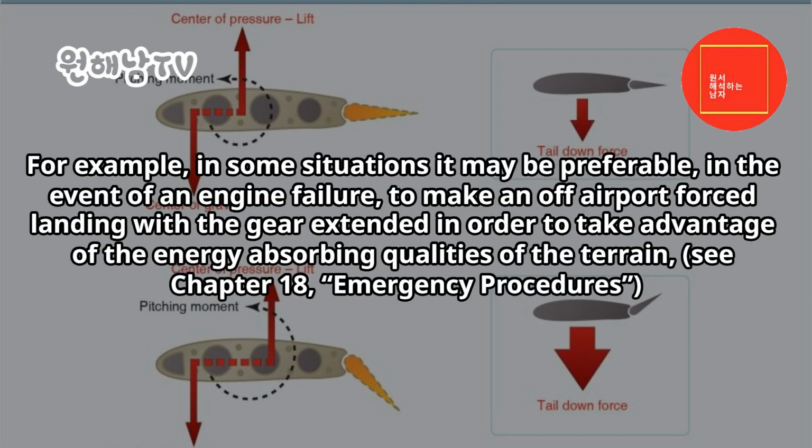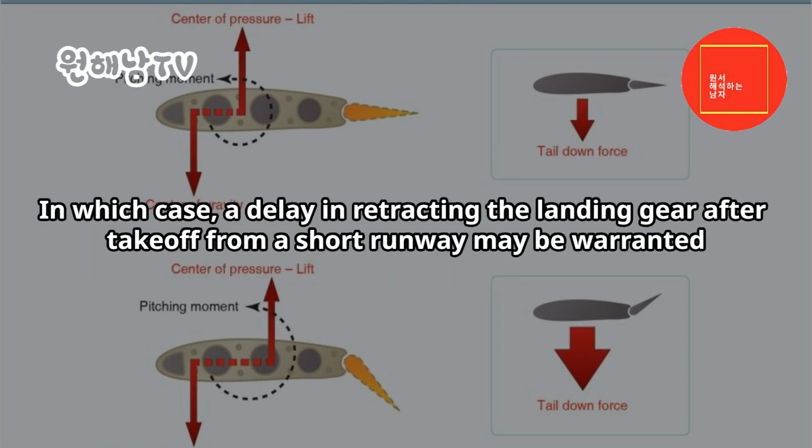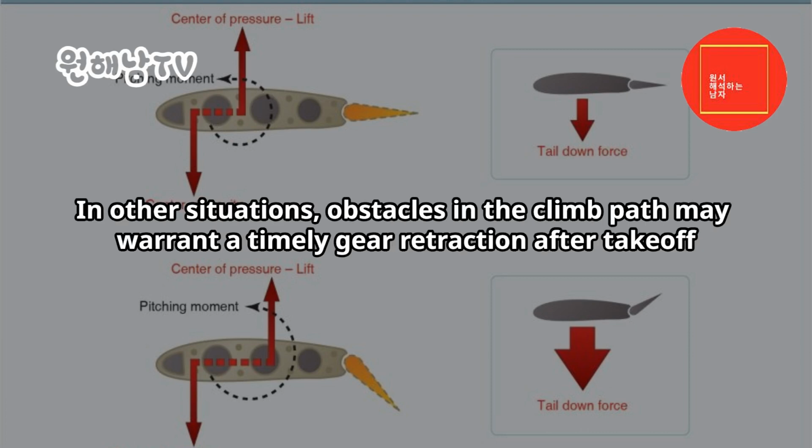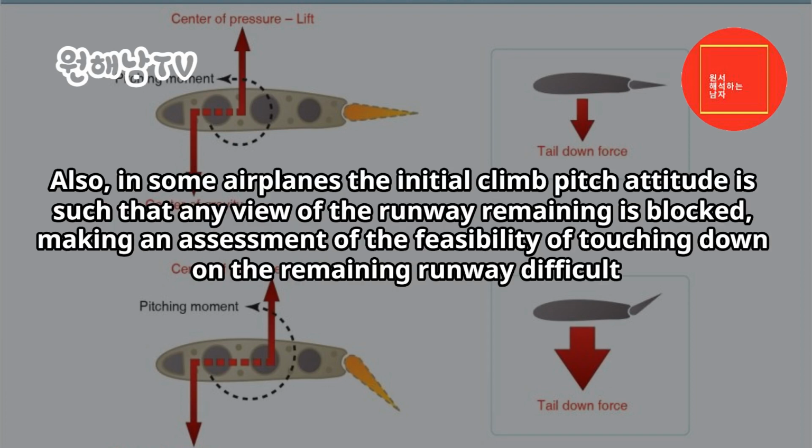For example, in some situations it may be preferable, in the event of an engine failure, to make an off-airport, forced landing with the gear extended in order to take advantage of the energy-absorbing qualities of the terrain. See Chapter 18, Emergency Procedures. In which case, a delay in retracting the landing gear after takeoff from a short runway may be warranted. In other situations, obstacles in the climb path may warrant a timely gear retraction after takeoff. Also, in some airplanes the initial climb pitch attitude is such that any view of the runway remaining is blocked, making an assessment of the feasibility of touching down on the remaining runway difficult.